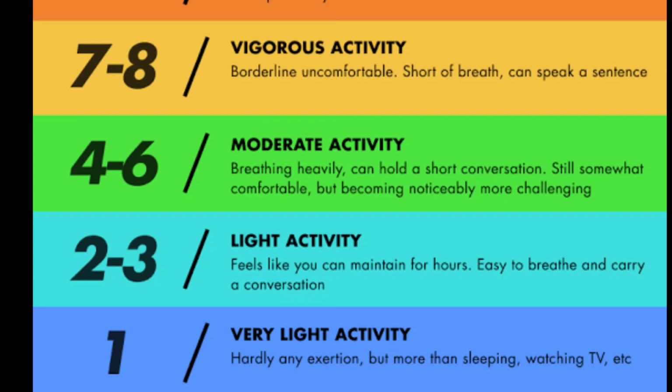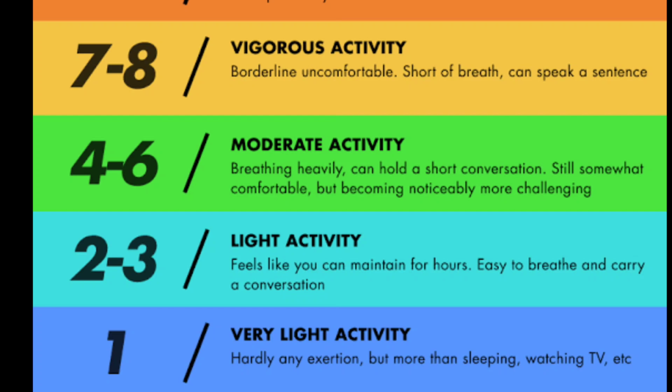RPE 1 means very light activity. Say for example, watching TV, riding a car, etc. RPE 2 to 3 means light activity. When you say light activity, it feels like you can maintain for hours. You can easily breathe and carry on a conversation. And RPE 4 to 6 means a moderate activity. When we say moderate activity, it feels like you can exercise for an hour, but breathing heavily and can hold a short conversation.